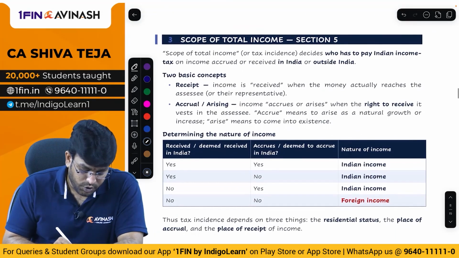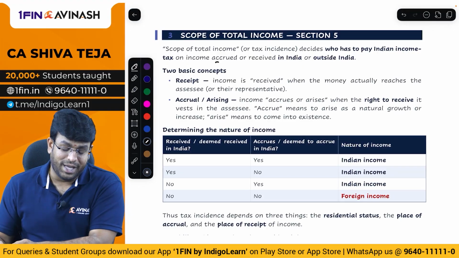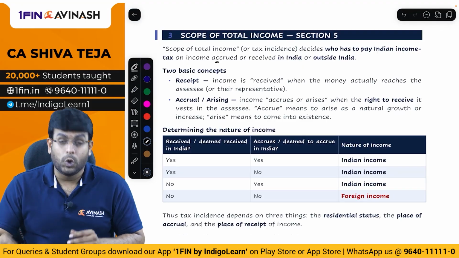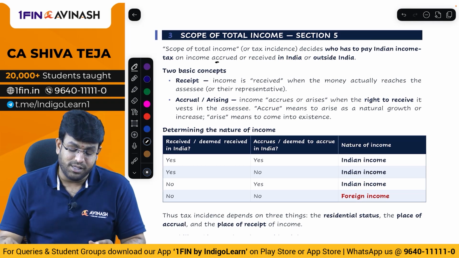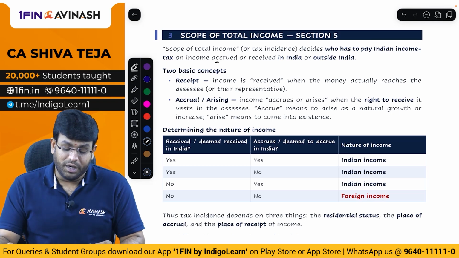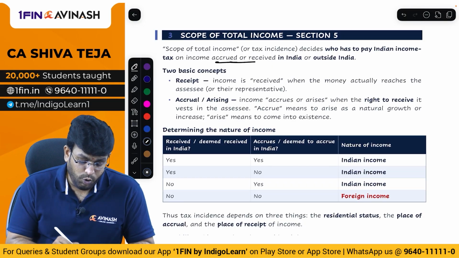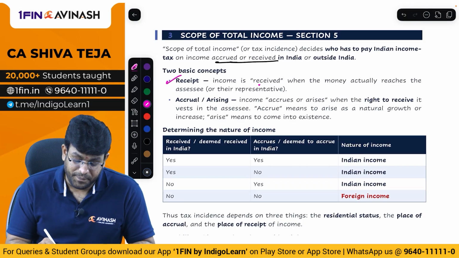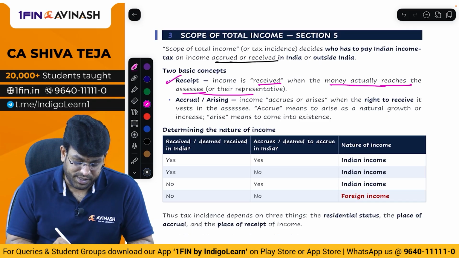Section 5. Scope of total income. Please see that. Scope of total income or tax incidence decides who has to pay Indian income tax on income accrued or received in India or outside India. Two basic concepts. Number one is receipt. Received, where money actually reaches the assessee or their representative.